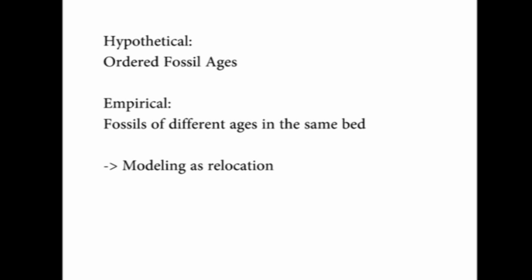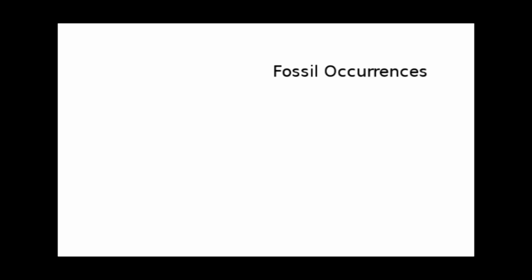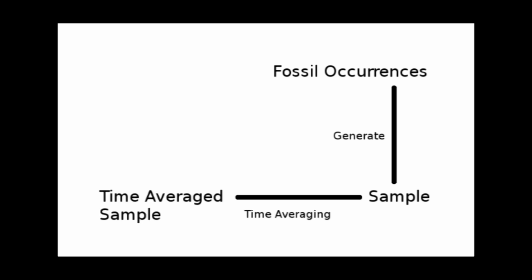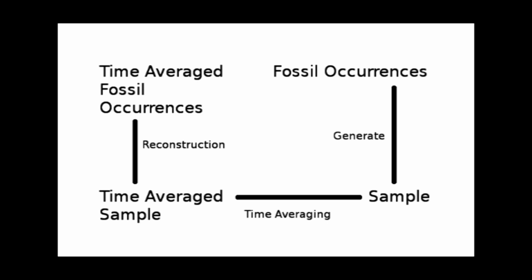With this, a similar model to the one for extinction rates can be built, and that is, we have a rate of fossil occurrences that will generate our sample. This sample is then relocated by time averaging to form a time averaged sample, and from this time averaged sample we can reconstruct our time averaged fossil occurrences.